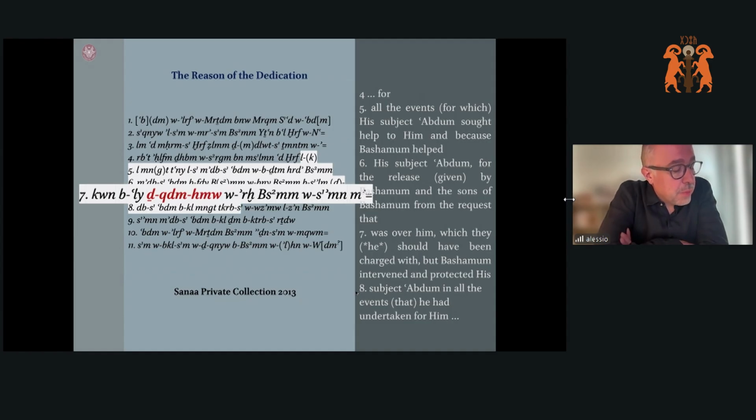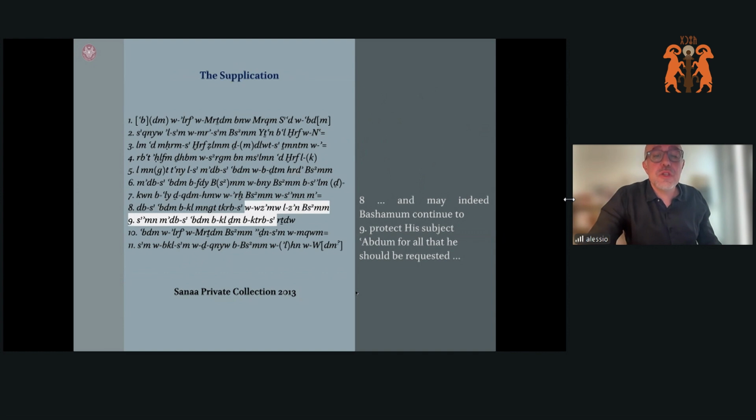The verb arch, meaning to intervene, to happen, is common in Qatabanic, particularly in religious contexts, denoting divine intervention, while the verb saman, derived from the root aman, takes the typical Qatabanic causative form and means to protect, grant protection, parallel to its Sabaic equivalent. The inscription then shifts to a supplication: may Bashamum continue to protect his subject, Abdum, for all that he should be requested. The expression Wazamu Lazan shows an emphatic double use of the root Waza.